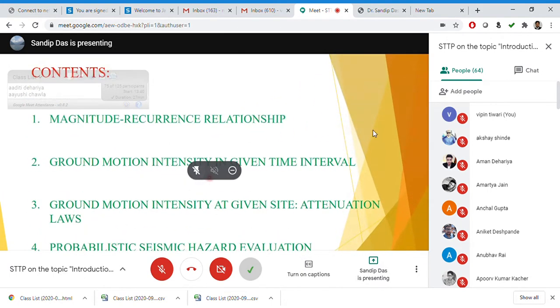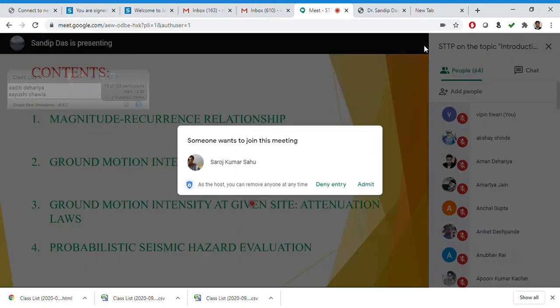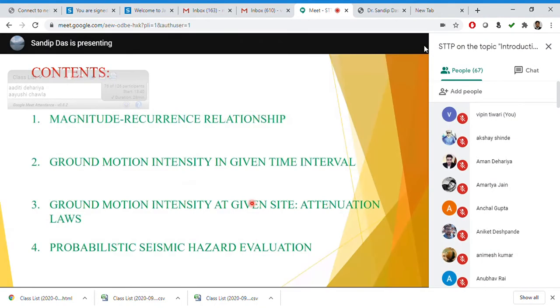So you see that there are three components. The first one is the magnitude recurrence relationship. Second is the ground motion intensity in given time interval. Third is ground motion intensity at given site. That is actually what we get from the attenuation laws. And once you have these three things ready, then we are in a position to go ahead with the probabilistic seismic hazard evaluation. Okay, so let us see what is magnitude recurrence relationship.